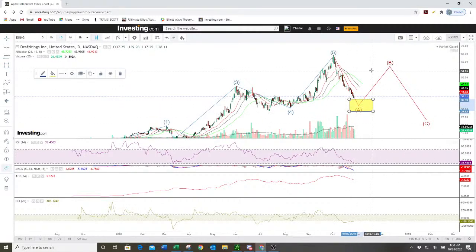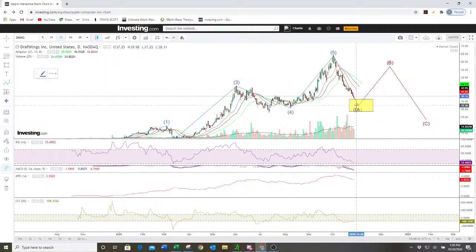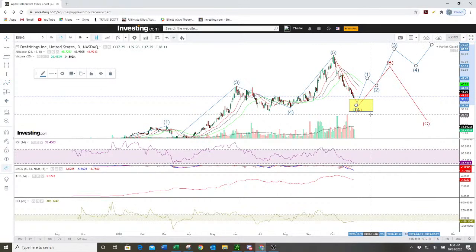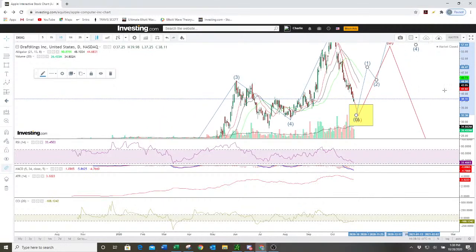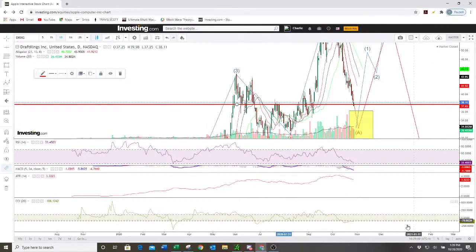Whether this is a continuation of an ABC correction, or if we in fact do have a new 5 wave up, I think either way this makes a good opportunity to buy in on DraftKings right around this zone. There's a lot of support here. Where it's sitting now, you see all these highs here. It found a lot of support here, and that's exactly where we ended today, a little bit above that support.